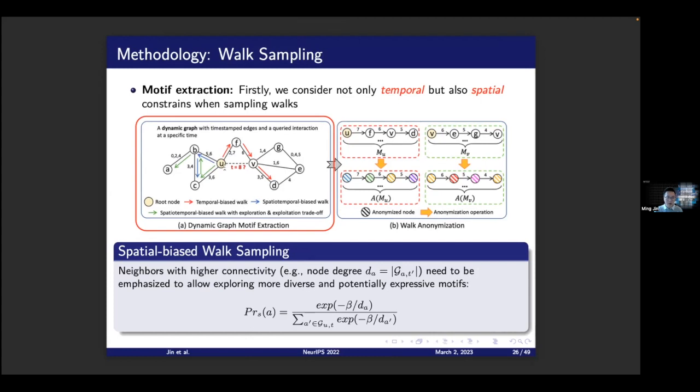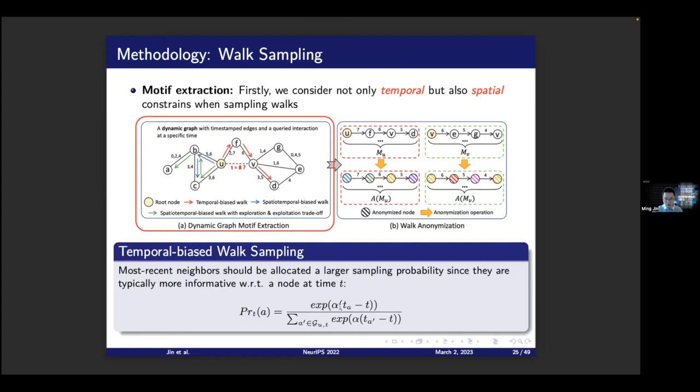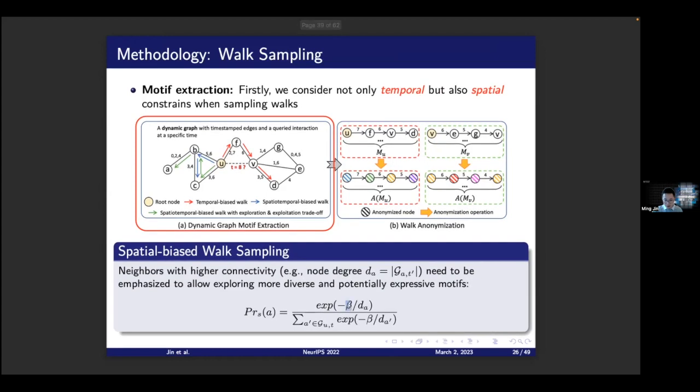For example, we can also consider the neighbors with higher connectivity because they usually allow us to explore more diverse but potentially exploitive patterns. For example, B here has a larger degree compared with node F and node C. So I would also like to sample this node, which allows us to explore not only node A but also C. This is the spatial biased sampling strategy. In that case, we have UBVU, right?